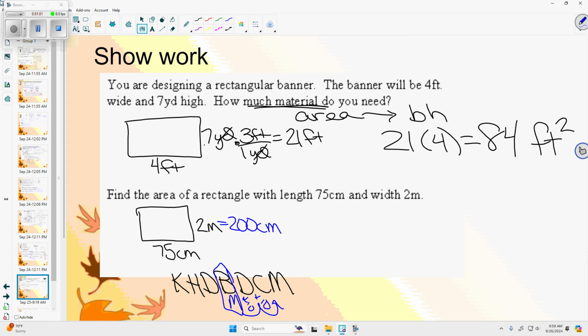All right, then it asked me to find the area of the rectangle. What do you do? I heard 15,000. Somebody else tell me how you got 15,000. There you go. 200 times 75. What label should I put on that? Centimeters squared. Make sure you pay attention to what you changed it to so you use the right label. That was perfect.